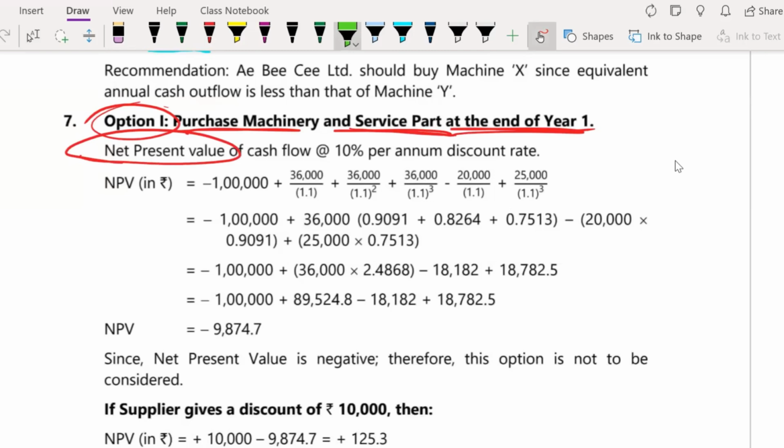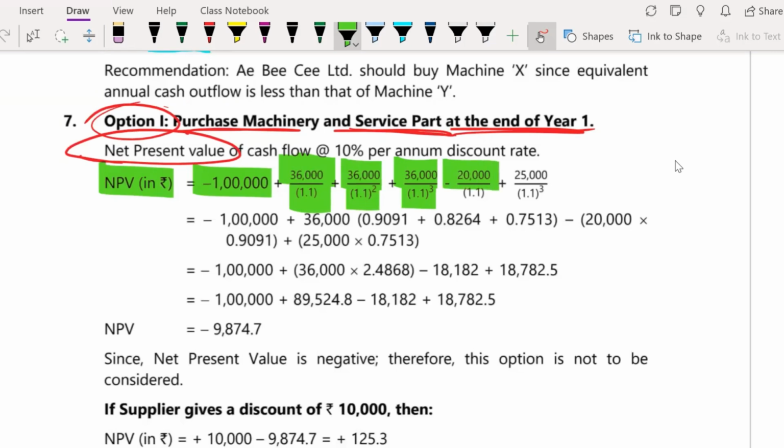So here for NPV, first you see that you have an outflow of 1 lakh rupees at year 0. Then in the first year, second year and third year, you get a cash inflow of 36,000 per annum, so you discount it accordingly. Then you have to make a cash outflow of 20,000 to service the parts at year end 1, so you use the discounting factor of 1 year only.